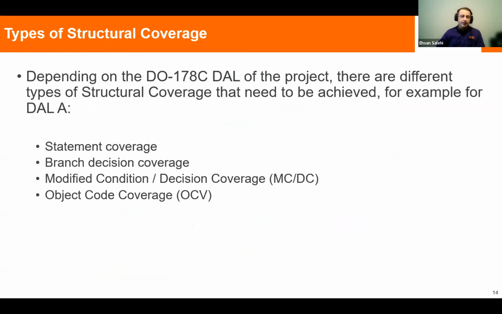If you're looking at the structural coverage, the most common types are statement and branch coverage. But for more critical projects, there are more types of structural coverage designed to satisfy the requirements. For example, modified condition and decision coverage, or MCDC, and also object code coverage are being called for in DO-178C DAL-A. These coverage measures need to be taken from the tests that are actually executed on the targets.